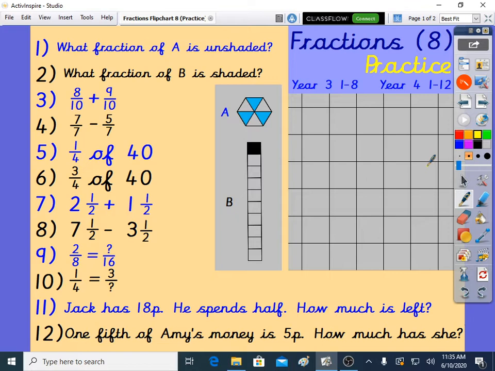This is Fractions Practice. You need a piece of paper and a pen or pencil. We'll do this in the same way we do mental maths. You should work through the questions with me. If you really know what you're doing, you can go ahead of me and check with me at the end.